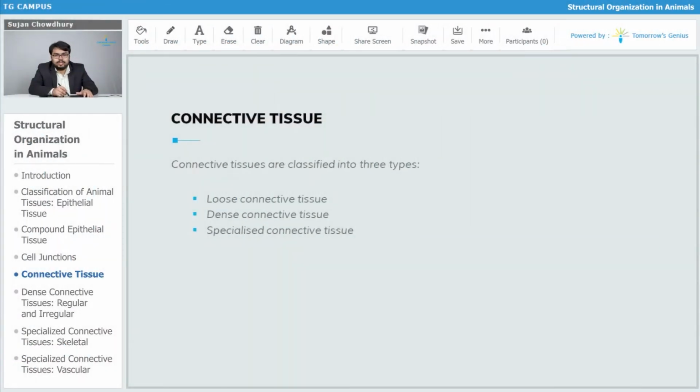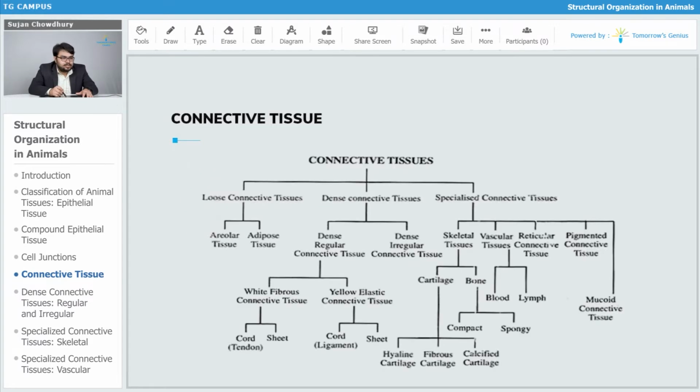Now let's know the types of connective tissue. The connective tissues are broadly of three types, namely the loose connective tissue, dense connective tissue, and specialized connective tissue. So this is a chart that will explain more about the connective tissues in detail.